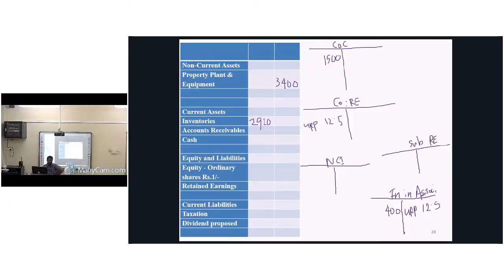Remember, there are two methods in the case of unrealized profit. If the parent sells to the associate, the double entry is consolidated retained earnings debit, investment in associate credit. If the associate sells goods to the parent, the double entry is consolidated retained earnings debit, consolidated inventory credit. Understand? So remember that point, but it is not in this question. Right. Let's move again.